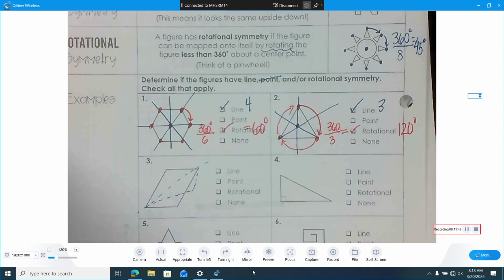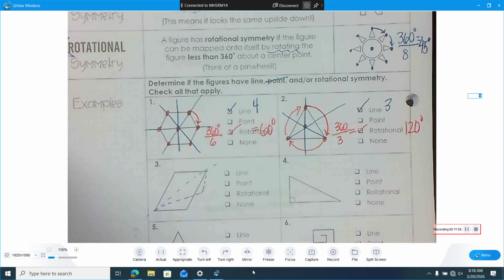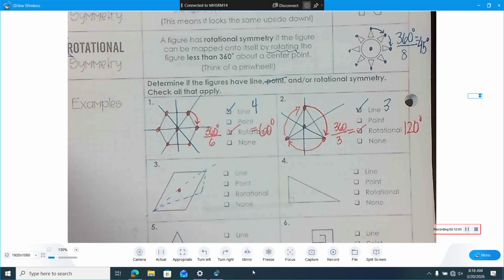Does it have rotational symmetry? No, it doesn't have line. It doesn't have rotation. Really? That's what you believe? It's got 4 corners. So every time we had rotational, we always had the line. So I'm putting one and one together.